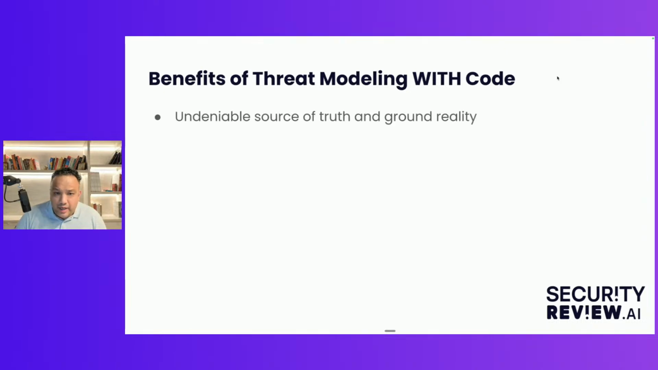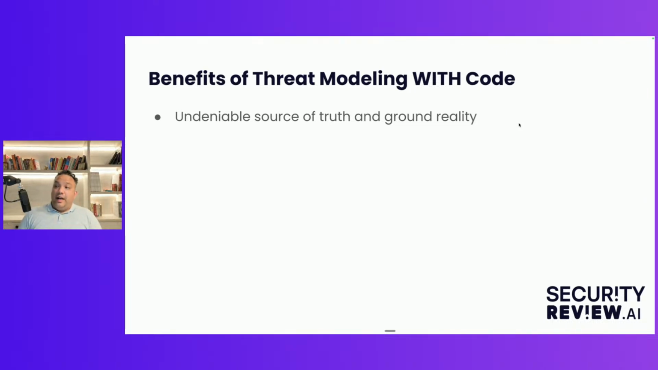So when you're looking at that, one is your application source code is always going to be maintained, and it is going to be an undeniable source of truth. You cannot have a repository that is out of date. It's just not possible. Simply because your repository is the way you ship your application. Your application, that is the real ground truth to your application. There's nothing more true than your source code, right? That's just the way it is. So it is this undeniable source of truth and ground reality.